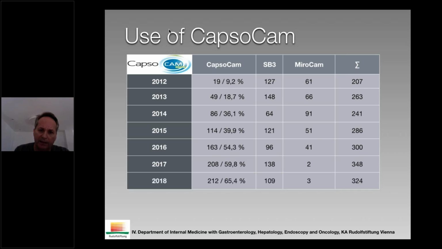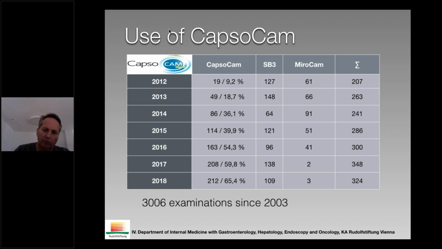And last year, we had a usage percentage of 65%. It's because we see that we have better results, we have more positive findings, and we have a lower number of examinations with no pathology. So that's why we are using the CapsoCam in more than 65%.